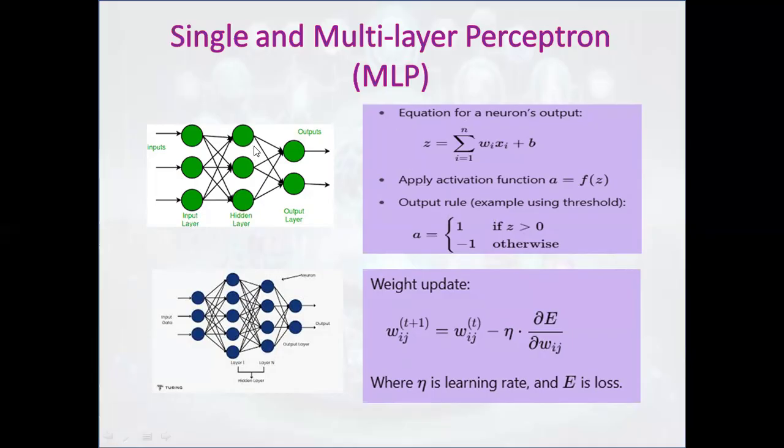Each neuron's output is given by the weighted sum, for i equal to 1 to n, where n is the number of inputs, of wi xi plus b. Here b is the bias. And then we apply the activation function.